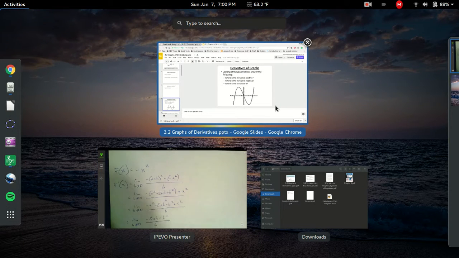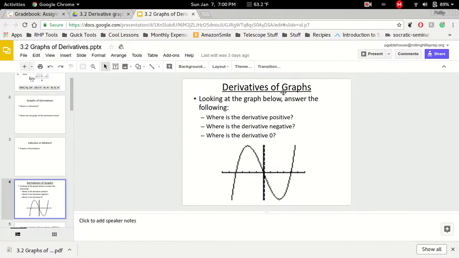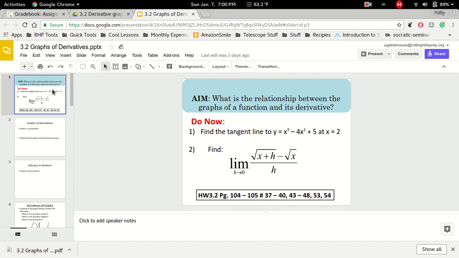Hey guys, so this is the first flip lesson for the business calculus class. We're going to deviate here a little bit from what I've been doing with the other classes. The other classes have been getting the note packets, like we did all of trimester 1.